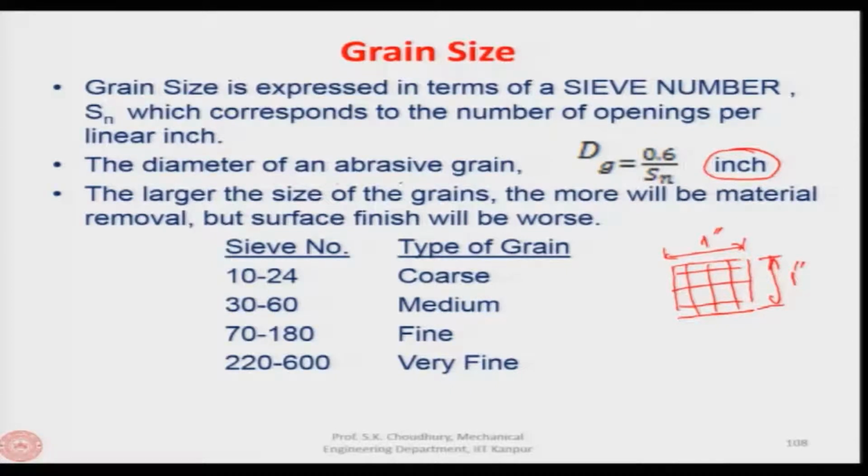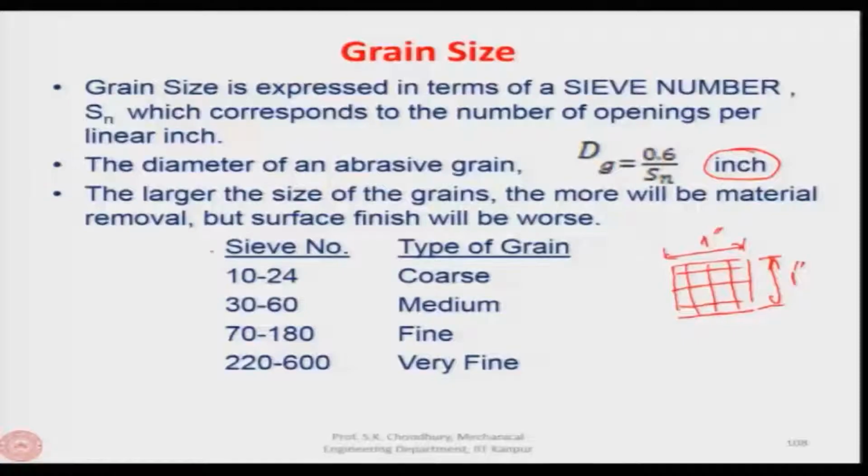The larger the size of the grain, the more will be the material removal. Bigger grains will remove more material and the surface finish will be worse. The sieve numbers are given in this way, and these are internationally accepted. 10 to 24, for example, are the coarse or bigger grains. 30 to 60 sieve number is medium grain, 70 to 80 is fine grain, and 220 to 600 is very fine grain. Since it is inversely proportional, the more the sieve number, the less the diameter of the abrasive grain.